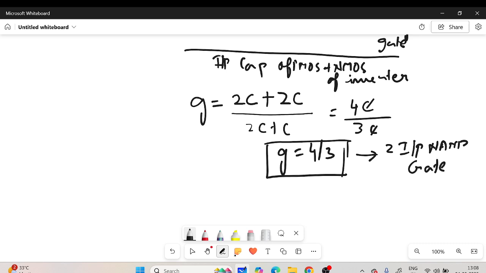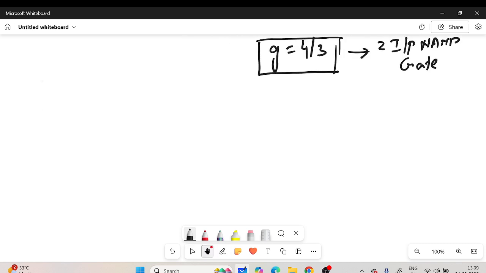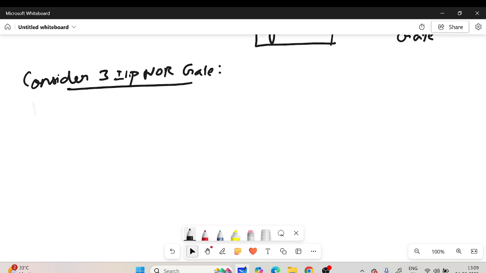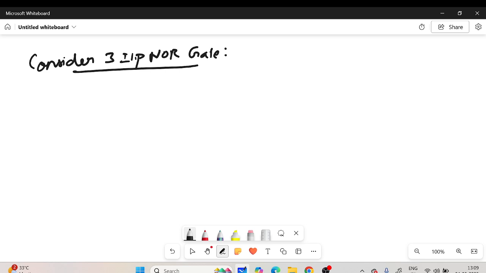We will also discuss one more example. We will compute the logical effort for one more gate. We can consider a 3-input NOR gate. If this is a scenario for constructing a 3-input NOR gate, if you recall how the arrangement needs to be placed, in the case of a NOR gate, the PMOS will be connected in series and NMOS will be connected in a parallel fashion.